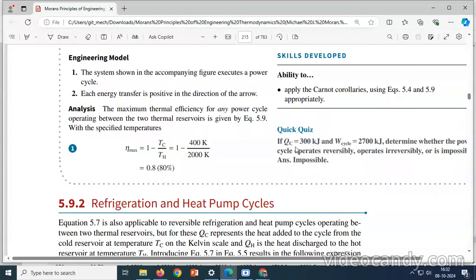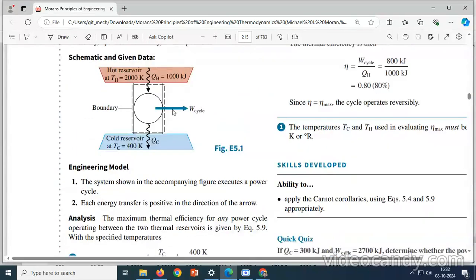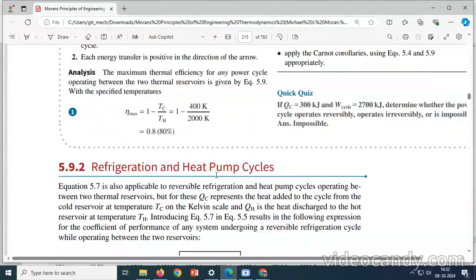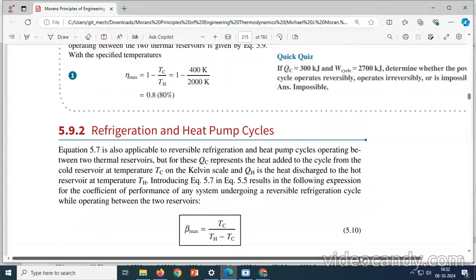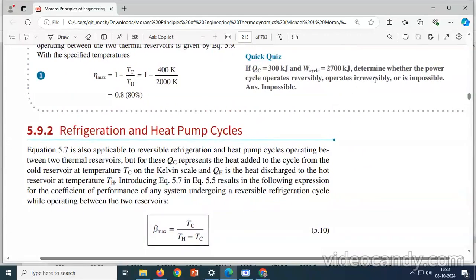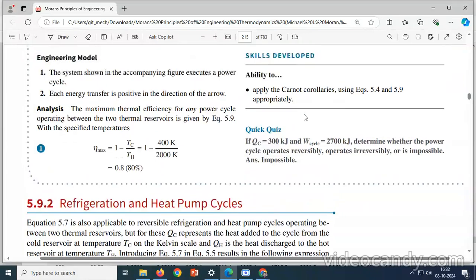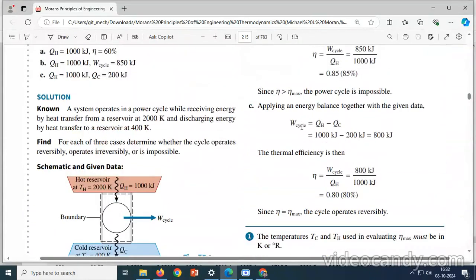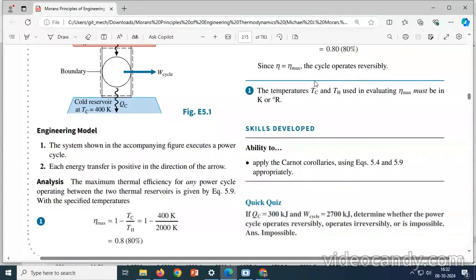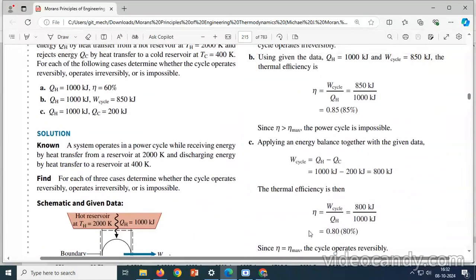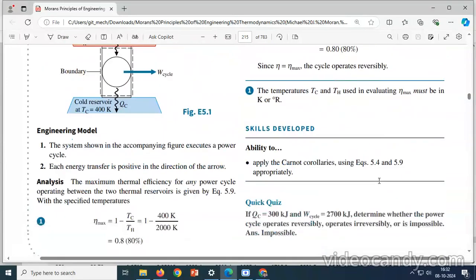One more case they have given as a quiz. If heat transferred to the sink from the heat engine is 300 kilojoules and work done by the cycle is 2700 kilojoules. Okay, if they change these values of QC and QH, determine whether the power cycle operates reversibly, irreversibly or is impossible. So you can find out the QH value first. After finding the QH value, you find out the efficiency. As in the above cases, you use the equations. Once you find QH and efficiency, you can comment on the result. Okay, so the answer is impossible. Why is it impossible? Because the efficiency may be increasing, or the energy transfer may be more or less than 800 kilojoules. So in that case, it is an impossible cycle.